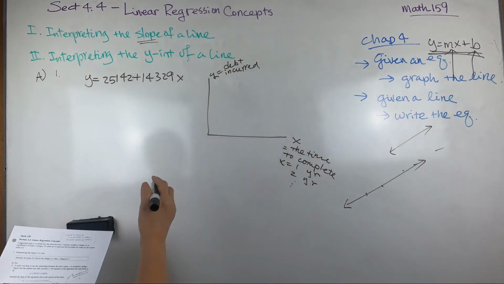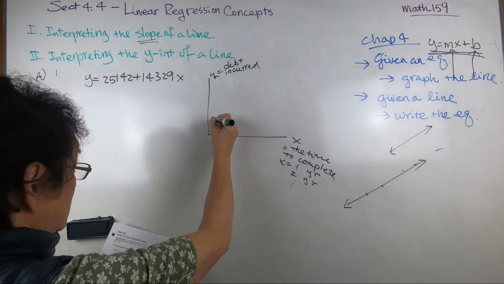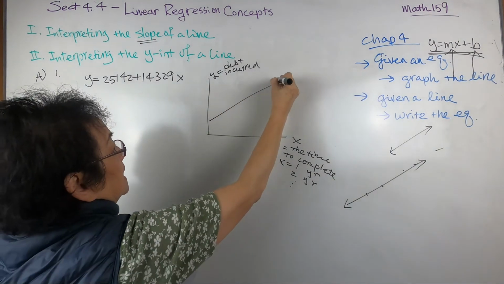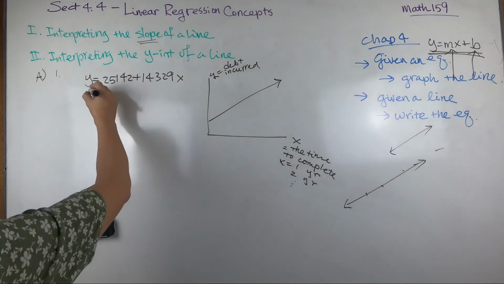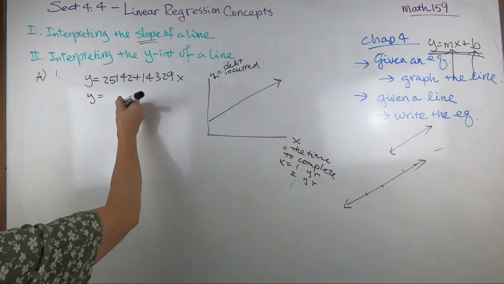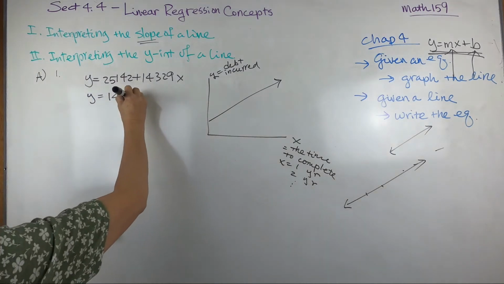According to this, if you graph the line, you will find it looks somewhere like that. It shows the more years a student takes to complete a degree, the more debt he or she will incur. Let's see what the question was: interpret the slope of the regression line in the context of the study. So first you write it in slope-intercept form, mx plus b. It will be like this.